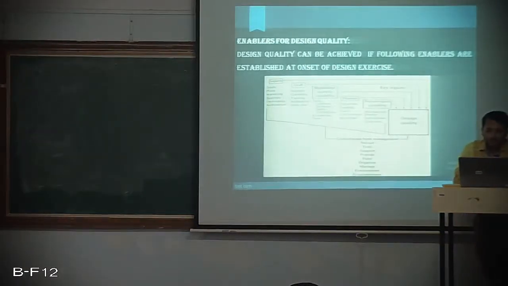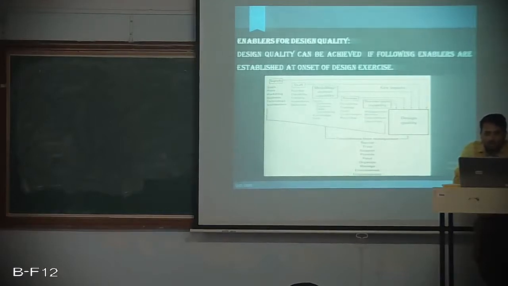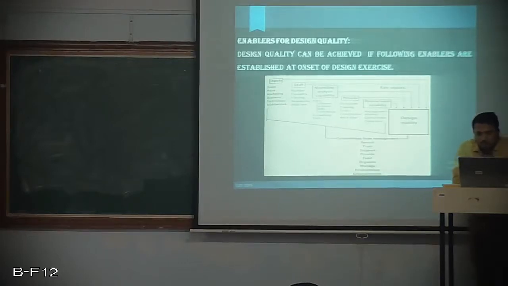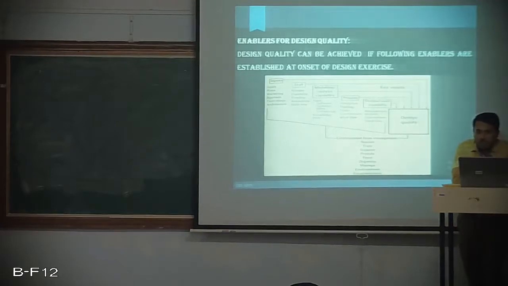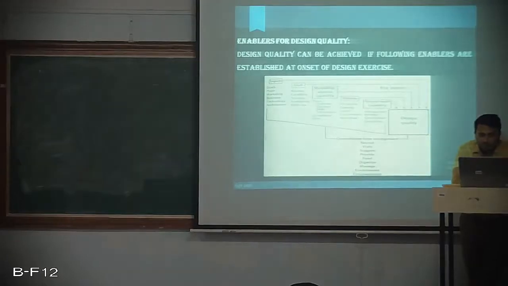Enablers for design quality. Design quality can be achieved if the following enablers are established at the onset of design exercises. If we look at the inputs, the enablers must be goals, plans, marketing, business, technology, and architecture as inputs. In the staff, we can see the number of staff, the capacity of the staff, the training of the staff required, the availability of the staff, and then the skill mix.